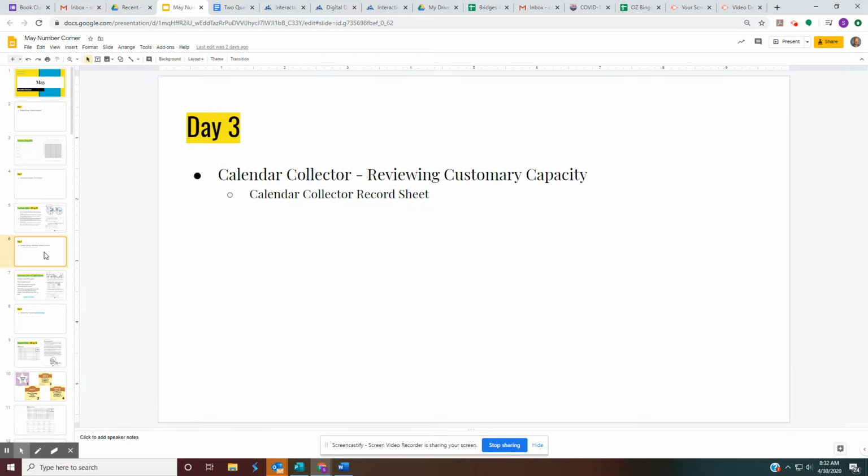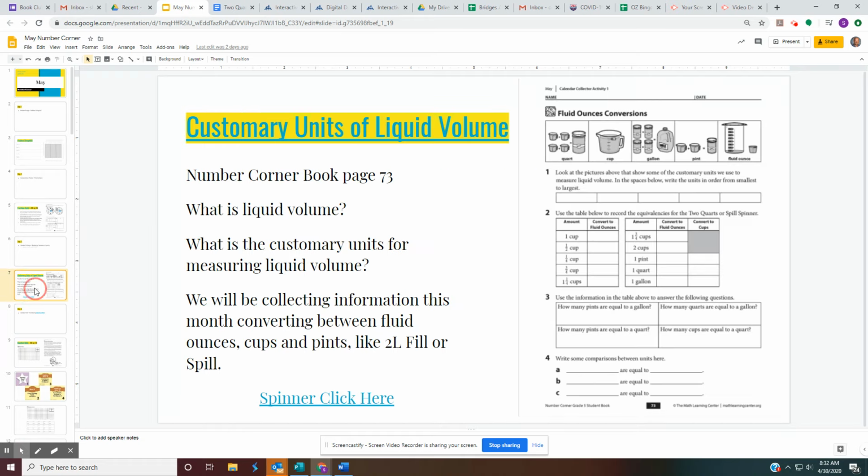All right, so back to number corner day 3. You are going to need your number corner book because this is going to help us through the conversion process. Okay, and here it is. We have our fluid ounce conversions. It's on page 73. So what is liquid volume?